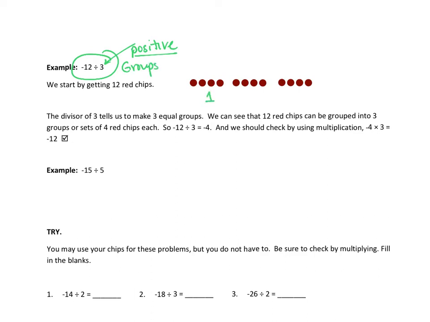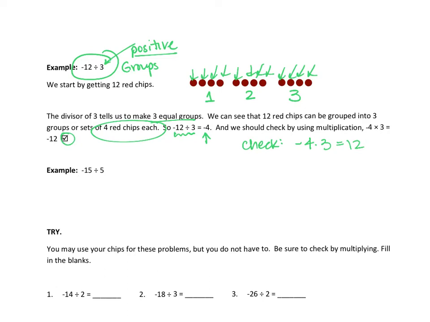So here's group number 1, group number 2, group number 3. We're taking the negative 12 and splitting it. So you get 1, you get 1, you get 1, and so on, until you use them all up. When you do that, those 3 groups are each going to have 4 red chips in them. So negative 12 split up into 3 groups will be equal to negative 4. And of course, we can check it using that definition: negative 4 times 3 equals negative 12.